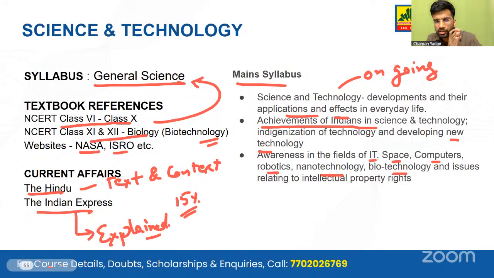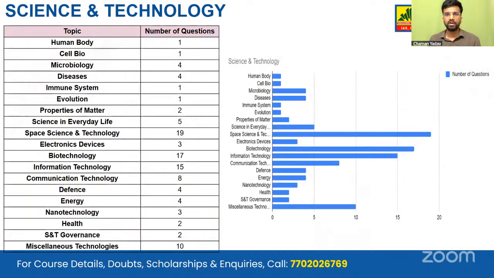So these were the syllabus and the sources that we should be focusing on. Now let's see the trend analysis over the past 15 years: what sort of questions, from which different topics, has UPSC been asking?